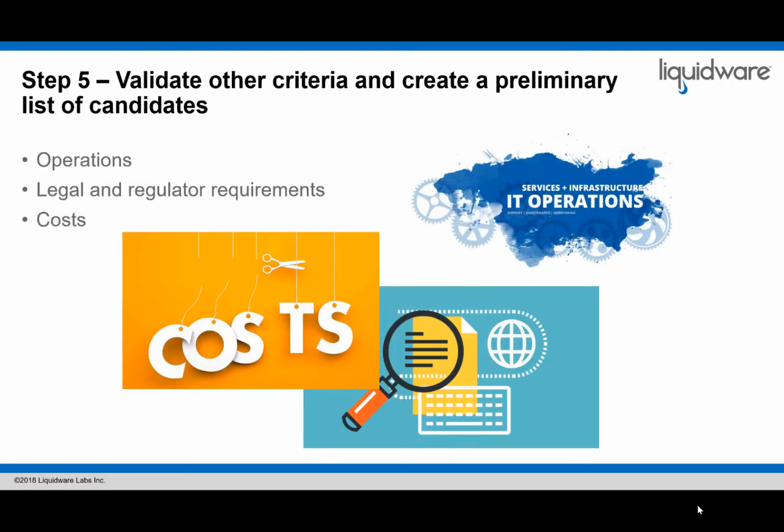Step 5. Validate other criteria and create a preliminary list of candidates. At this point, you should have a high level of confidence that the remaining list of applications or services are, on a technical level, good lift and shift candidates. However, from an operations perspective, less explicitly technical criteria can be just as important in deciding if a migration is justified. So let's talk about operations a little.